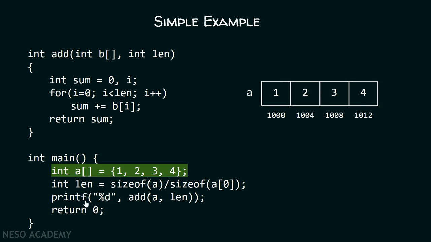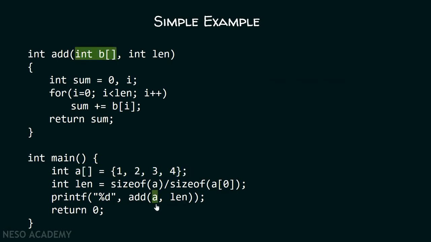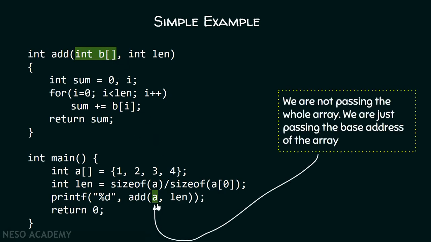And after that, I have a printf function, and inside this printf function, I'm calling another function. And to this function, I'm passing the array A as well as the length of the array A. Now, when I'm saying that I'm passing the array A, actually I didn't mean that. I'm not passing the whole array to array B. I'm actually passing the base address of the array. This is very important for us to understand. We are not passing the whole array. We are just passing the base address of the array.